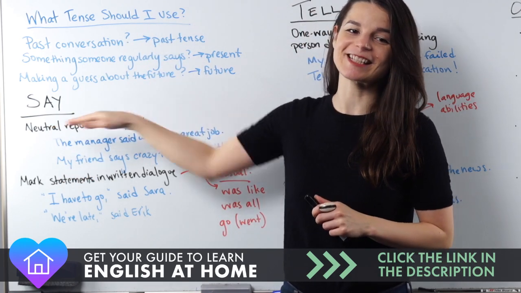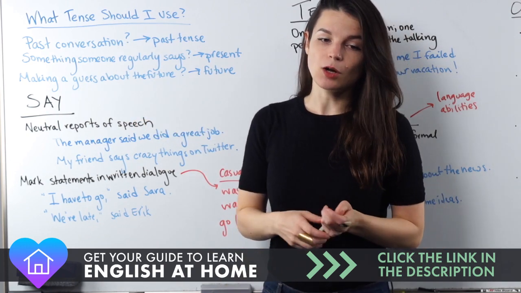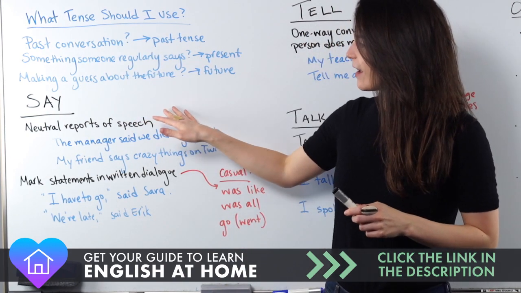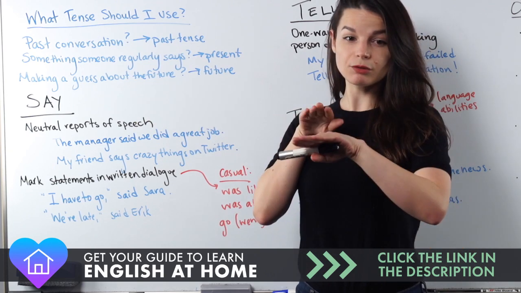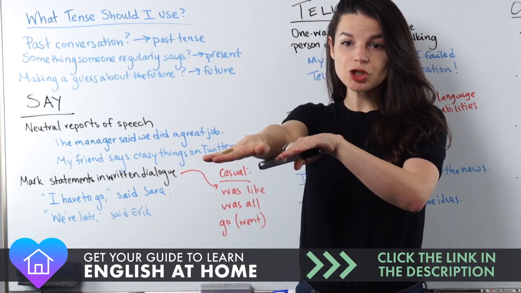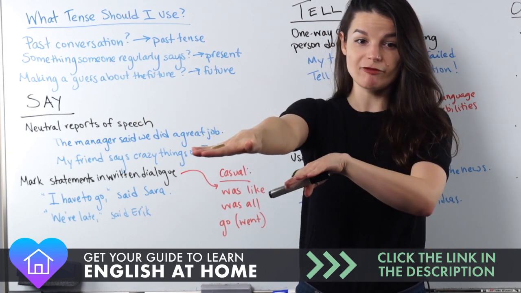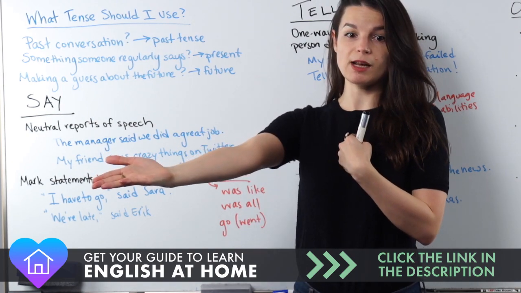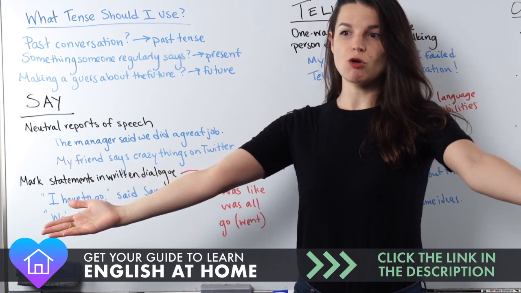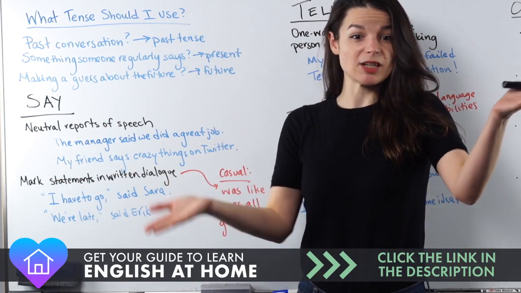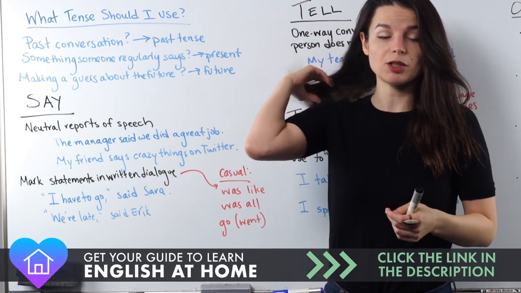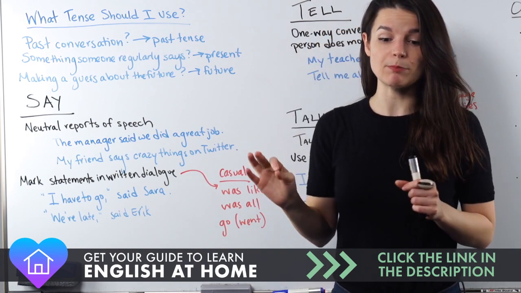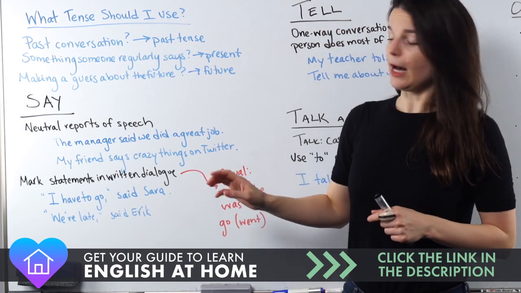Our first verb is say. So what is say? The verb say is used for a neutral report of speech. So we're just sharing information. It's like one person just gives information to another. There's no positive or negative feeling here. We use it to report speech. It's a simple speech reporting verb.